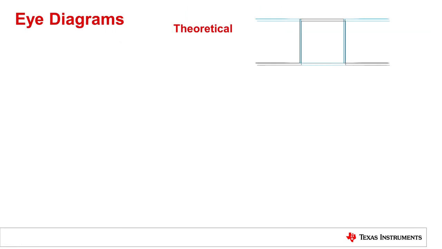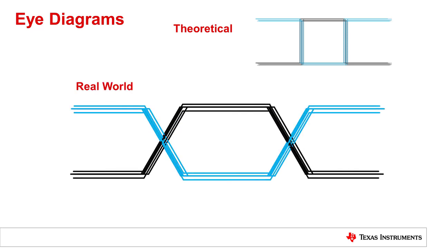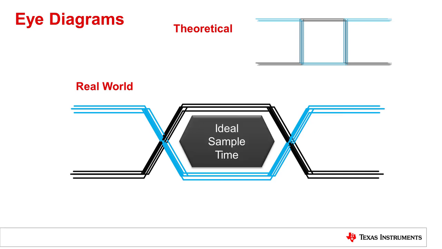They are made from a signal being repeatedly sampled on top of itself. In a theoretical world, eye diagrams would look perfectly square. But because of rise and fall times, the output turns into an eye. The best time to sample is in the middle of the eye, where it is the most open and there is no jitter. Jitter is the time difference at the crossing lines of the bits.